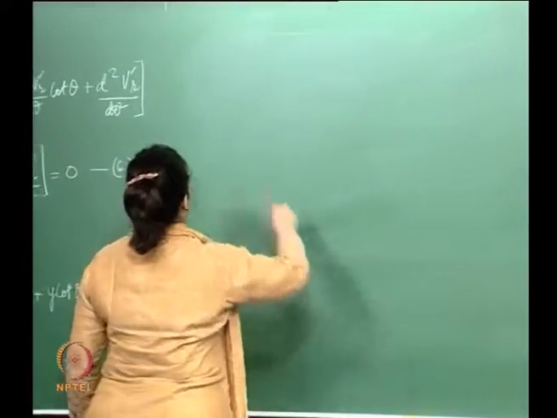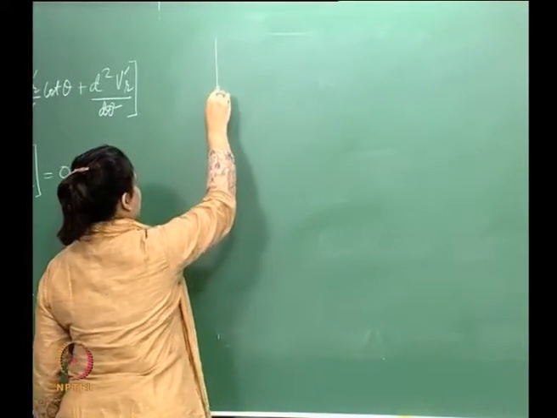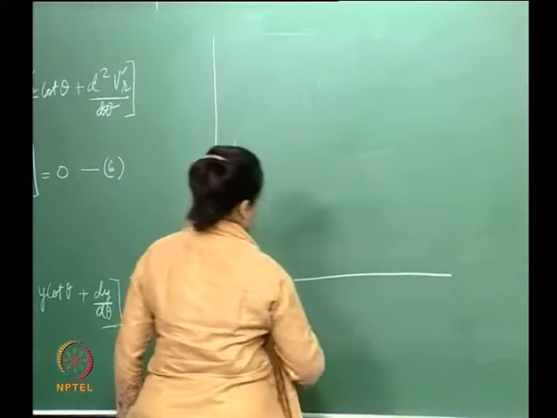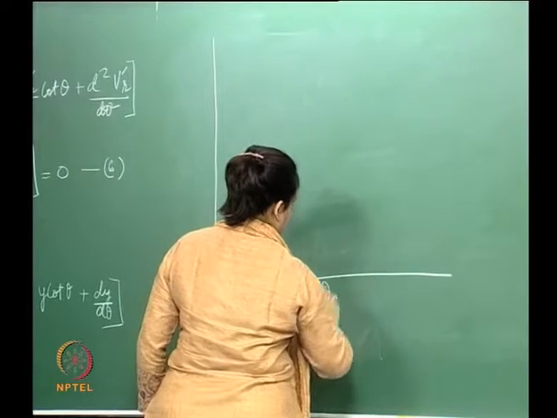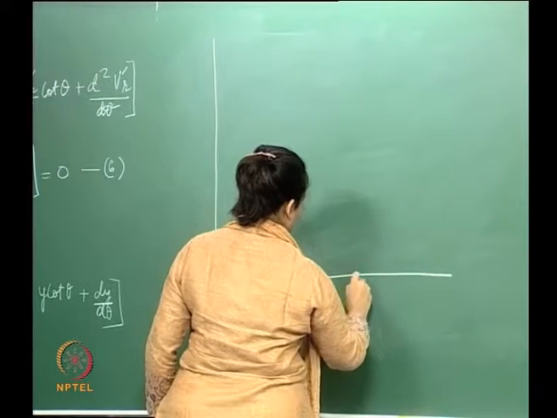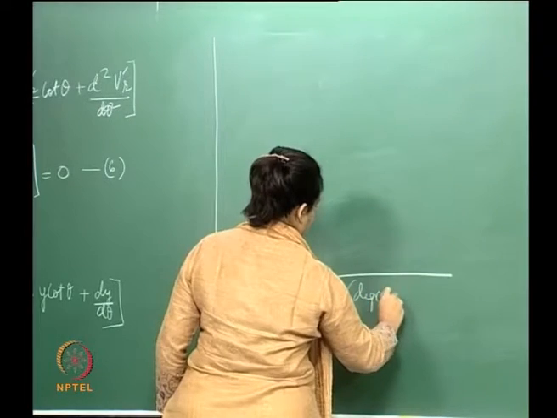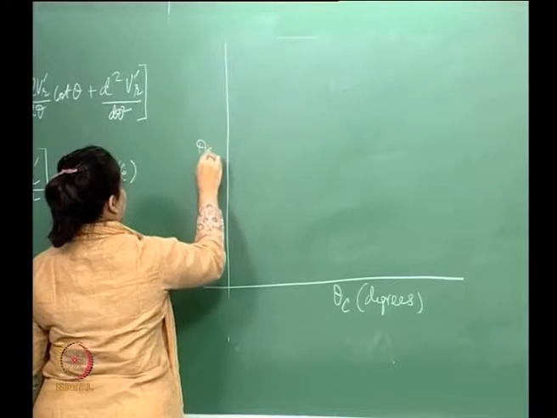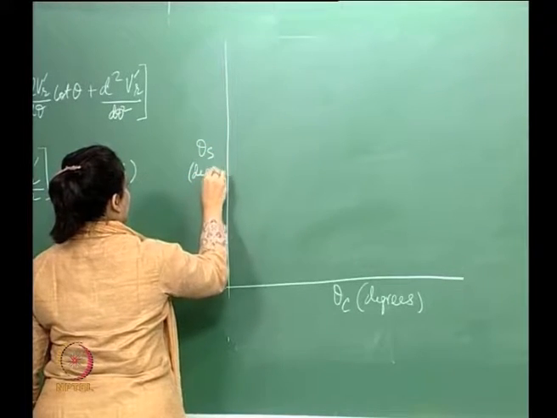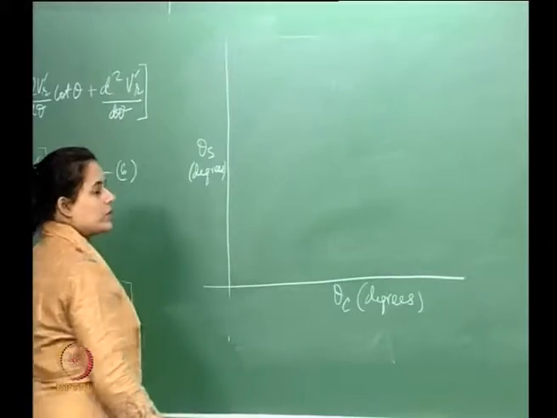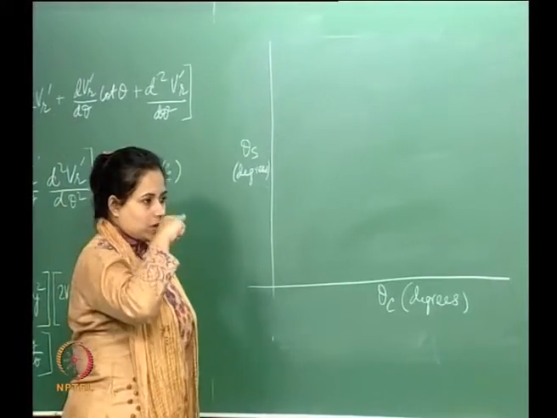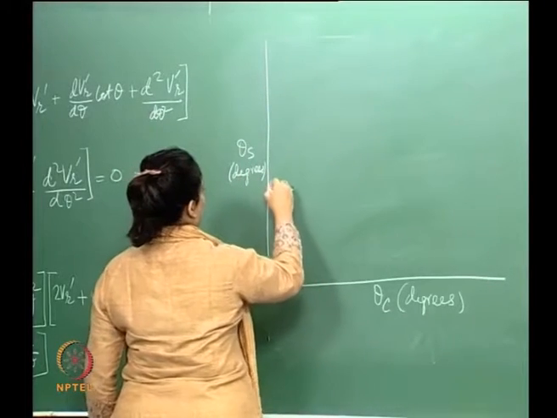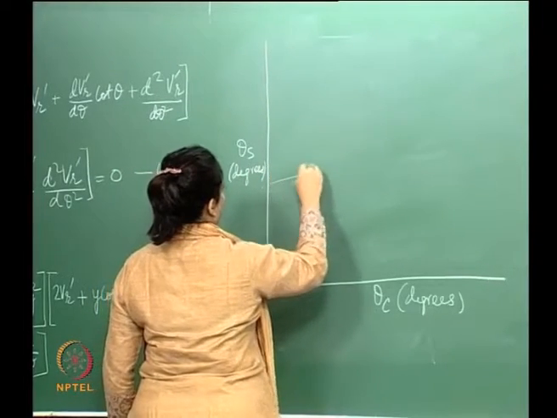Now, say we have this. Say this is theta c, in degrees, and this is theta s, also in degrees. This is not going to be to scale, of course. So, if I do this, then what happens? Say something like that.